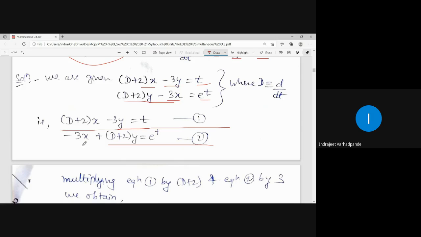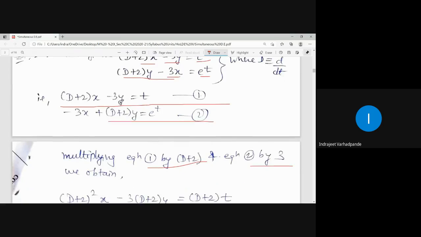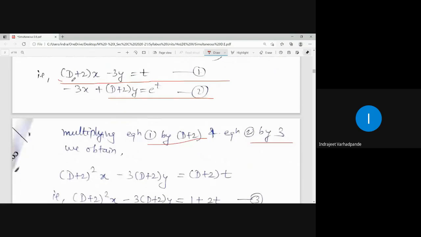Now x can also be eliminated because these are of opposite sign. Y can also be eliminated because these are of opposite sign. So I multiply equation 1 by (D + 2) and equation 2 by 3. Means I am eliminating y. So multiplying equation 1 by (D + 2) gives (D + 2)² x − 3(D + 2)y = (D + 2)t.